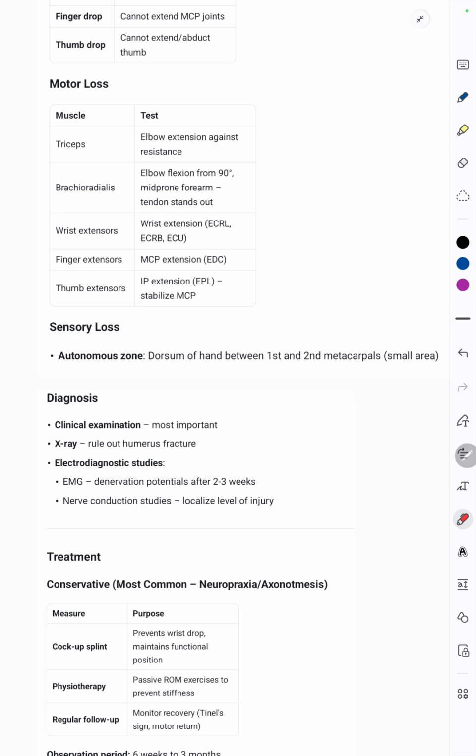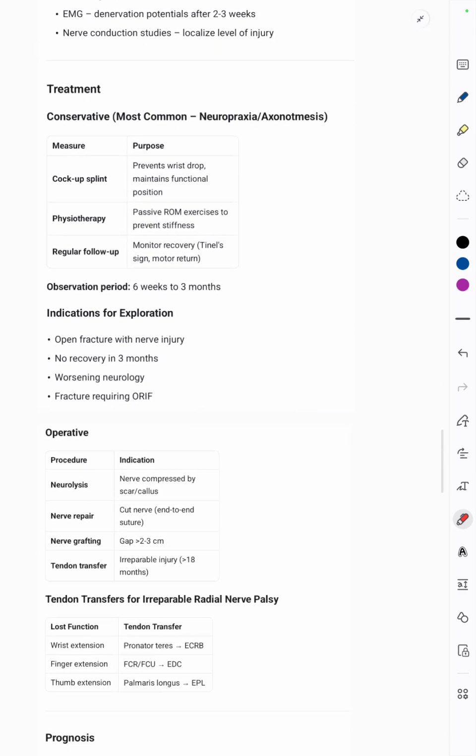The sensory loss: the dorsum of hand between the first and the second metacarpal area is supplied by the radial nerve. And diagnosis is by clinical evaluation, X-ray to rule out humerus fracture, and electrodiagnostic studies that involve electromyographic EMG studies and the nerve conduction studies to localize the injury.